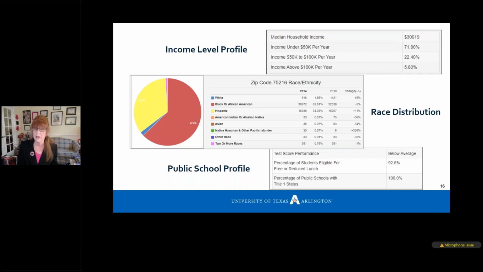Another indicator is the public school profile. In this particular zip code, the test score performance is below average. The percentage of students eligible for reduced lunches is almost everybody. And the percentage of schools that are supported by Title I is 100%. That means they're getting subsidized for underprivileged children and to meet the challenges of state academic standards, so they're getting extra support from teachers and also resources.